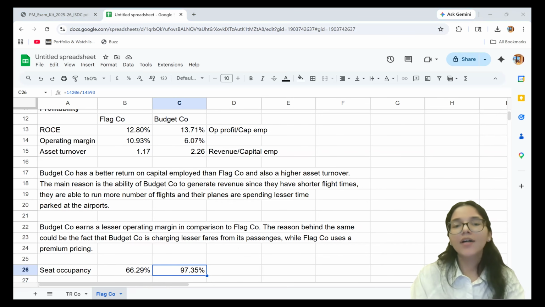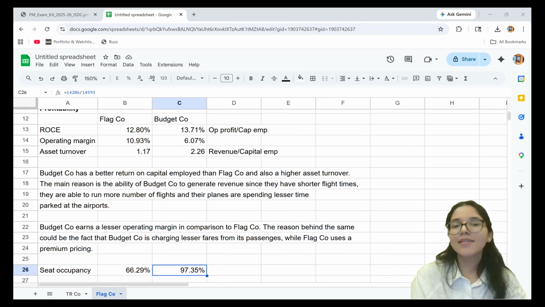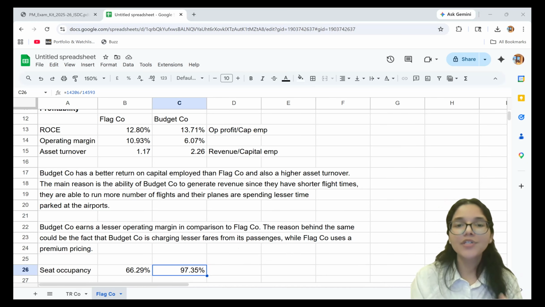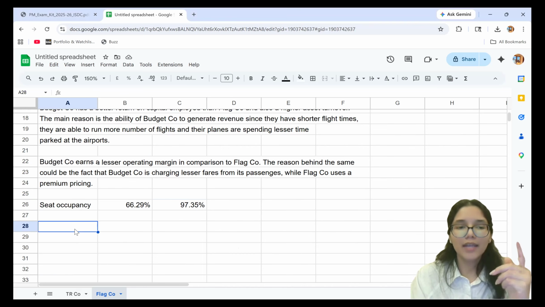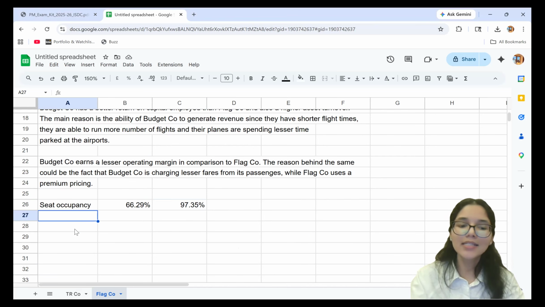So we write over here, this is the consequence of having the low fare policy, because of which they were able to do higher sales of seats in comparison to flag company. And this also explains why you had a high asset turnover. In comparison to the assets that you were using, your revenue was high. So why was your revenue high? Because you were able to sell more number of seats. So this again clarifies whatever explanation I've given above. This is confirming that my explanation is correct.